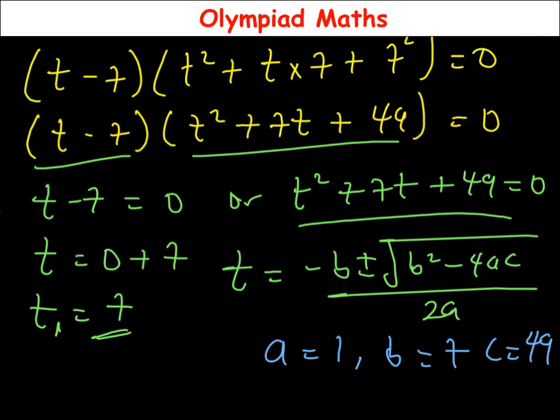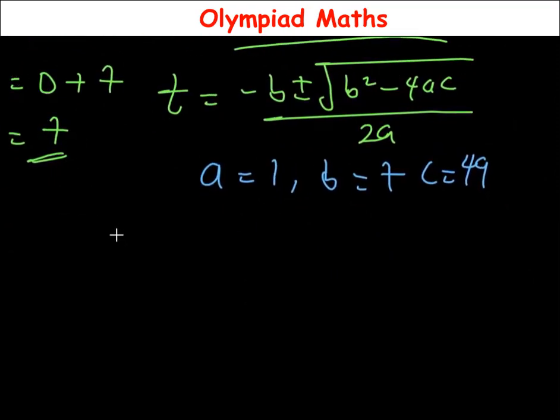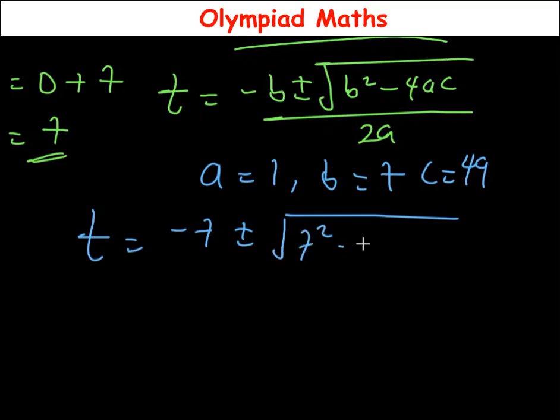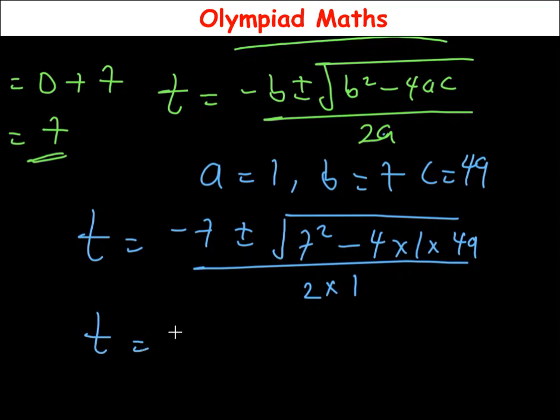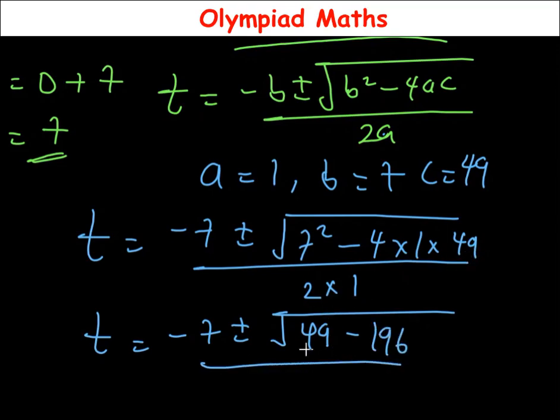So in putting this into the formula, the value of t is then equal to minus b, b is 7, so minus 7 plus or minus square root of b, which is 7, so 7 squared minus 4 times a, which is 1, times c, which is 49, then all over 2 times a, which is 1. So t is then equal to minus 7 plus or minus root of 7 squared, which is 49, minus 4 times 1 times 49, which is 196, then all over 2 times 1, which is 2.